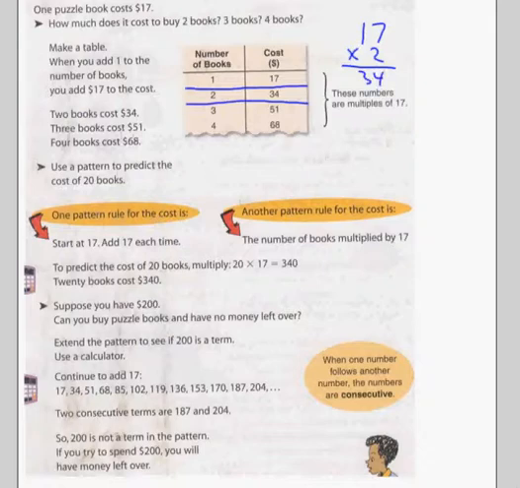Alright. If I have 3 books, 3 times 17 is 51. And if I have 4 books, 4 times 17 is 68. So, we kind of have a pattern here, right? We're going up by 1 each time for the number of books, and we're going up by 17 each time for the cost of the books. And if you take a look over here, it's saying that these numbers are multiples of 17. Well, that makes sense, right?